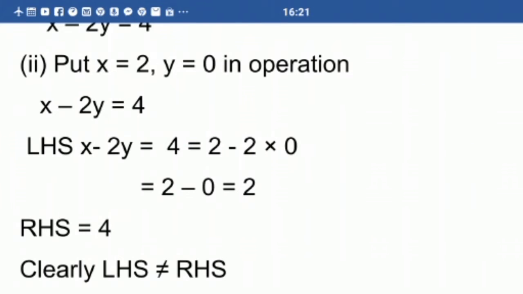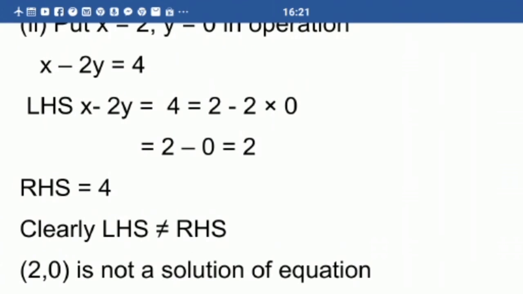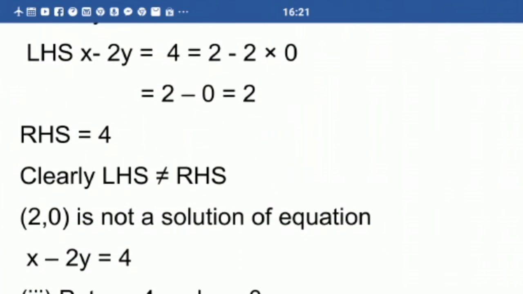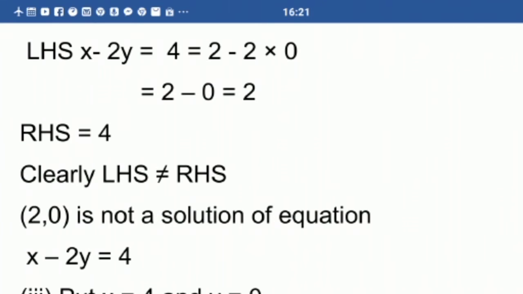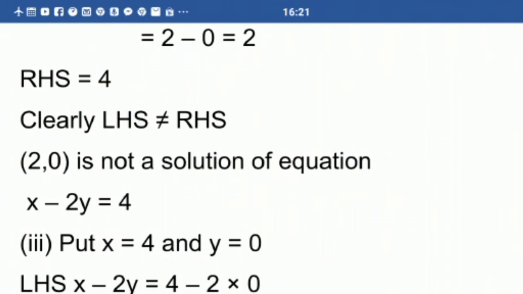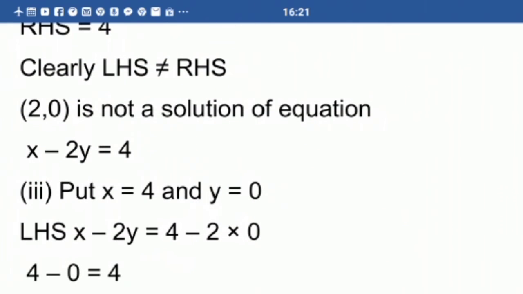So LHS is equal to 2 and RHS is equal to 4. Therefore, clearly LHS is not equal to RHS. Why? LHS is 2 and RHS is 4. So (2, 0) is not a solution of the equation x minus 2y is equal to 4. Then go to the third question.